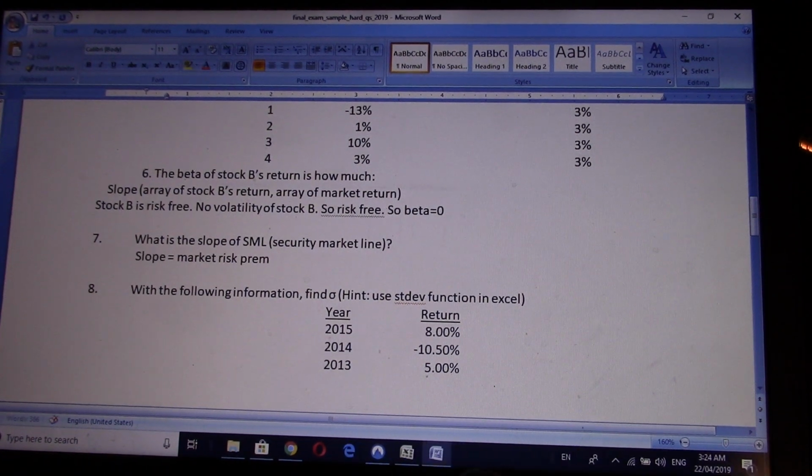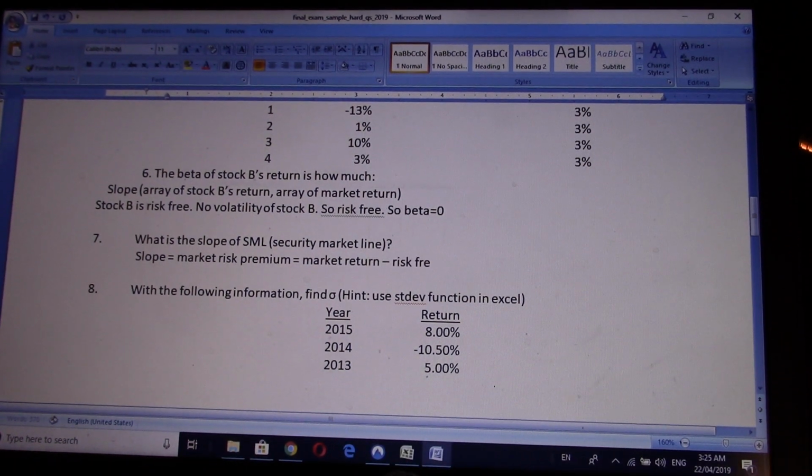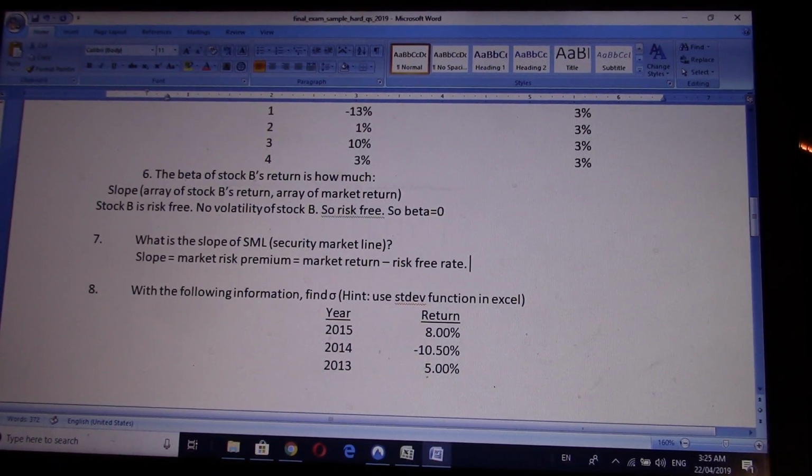This is a term that we're using. Market risk premium equals market return minus risk-free rate. That's all. If you need to do some calculation, you can do that based on this definition.